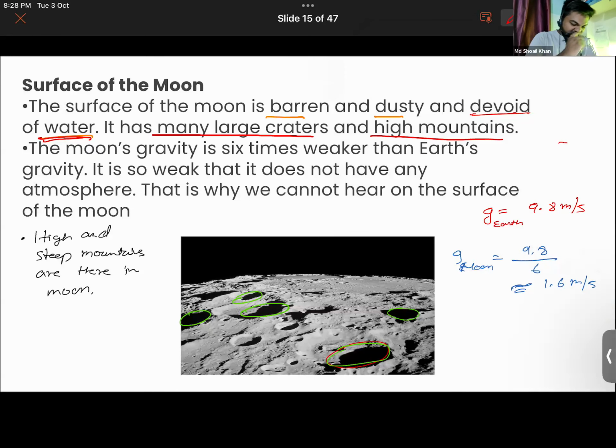Also, we know that there is no atmosphere on the moon, and we know that in order to hear sound, we need a medium. Thereby, since there is no atmosphere, we don't have a medium for the transfer of sound waves, right? That is why we cannot hear on the surface of the moon.